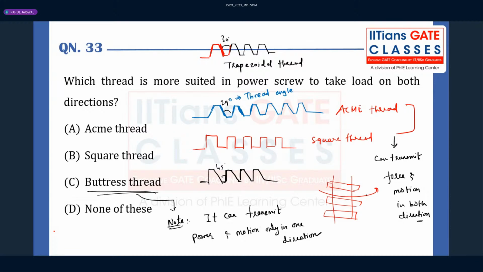Whenever you are studying the chapter power screw from BB Bhandari, try to read all the pages of that book, make short notes, and note down everything about the thread profile and all. What will be the standard value of the pitch? They can ask in examinations, right? Who knows? Anything they can ask.